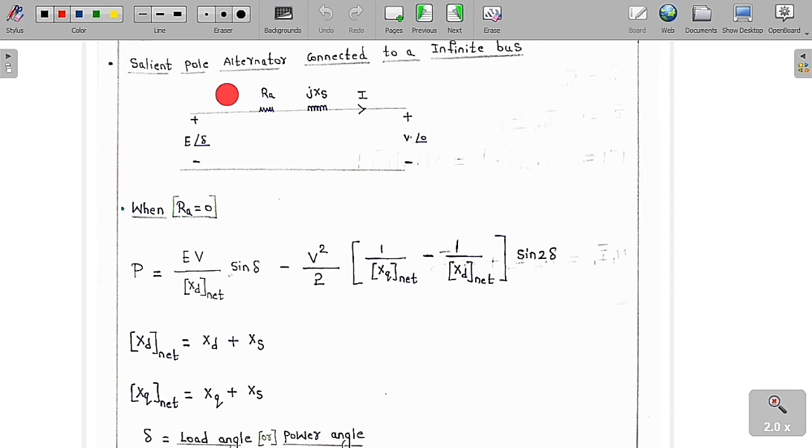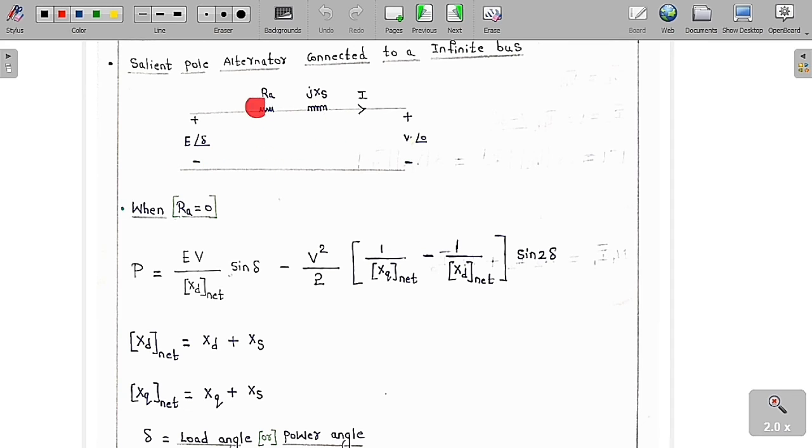So now we will discuss one more important concept here. Whenever the salient pole alternator is connected to an infinite bus, what is going to happen? Now we will see what the basic thing is. The salient pole alternator connected to an infinite bus. I have already told you it is an alternator.